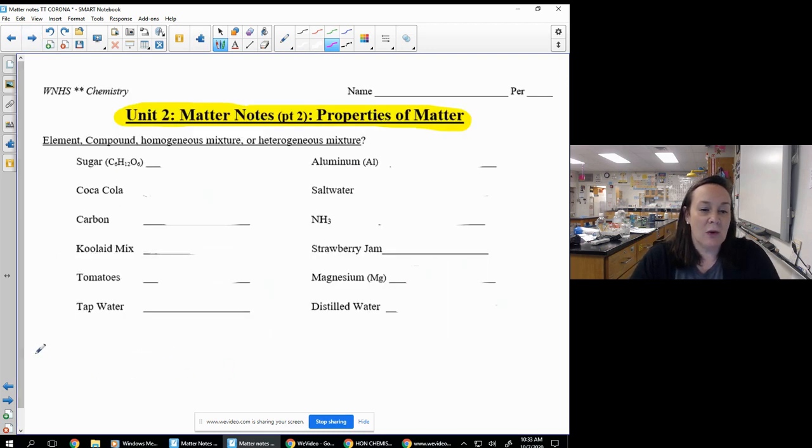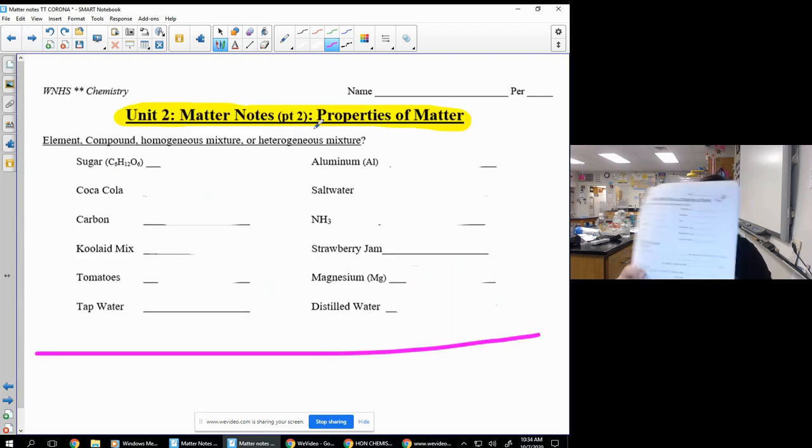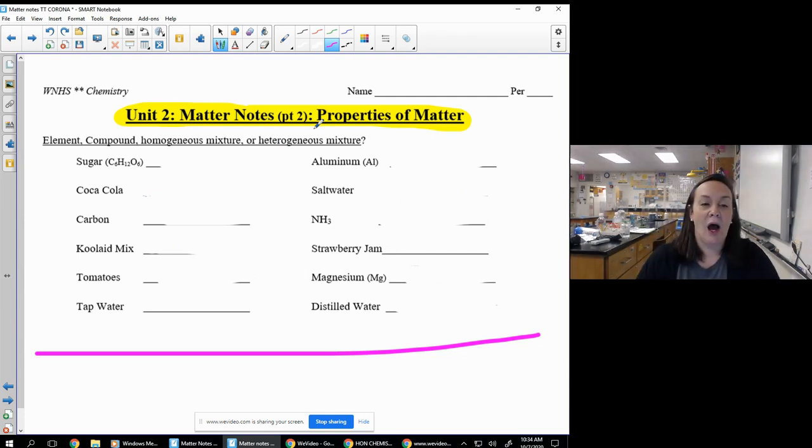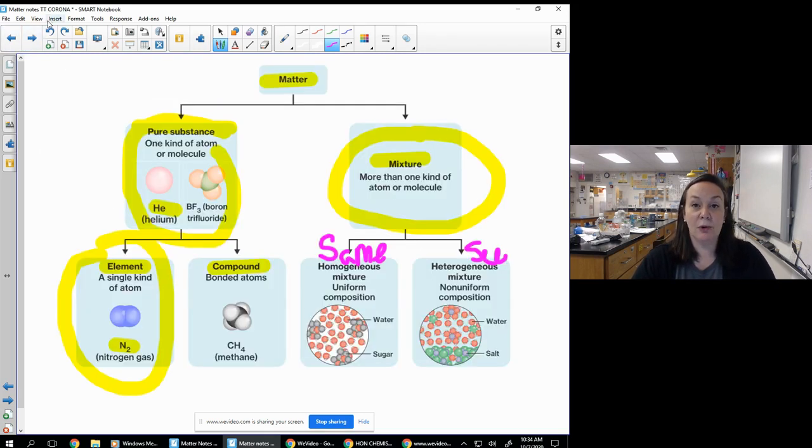So with that refresher, what I want you to do, if you have Unit 2 matter notes, Part 2, we went through and I gave them about 5 minutes to work, and I want you to go through each of these examples, and I want you to think and write, is it an element, a compound, a homogeneous mixture, or a heterogeneous mixture? Sugar, what is that? Coca-Cola, what is that? Carbon. So go through. I would like for you to pause the program and go ahead and go through and make sure that you can label each one of these as one of these. And you can use your notes if you would like.